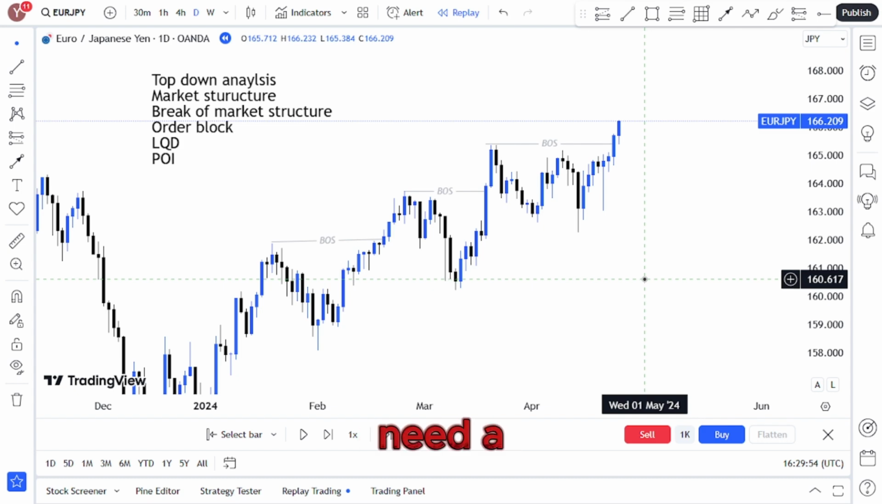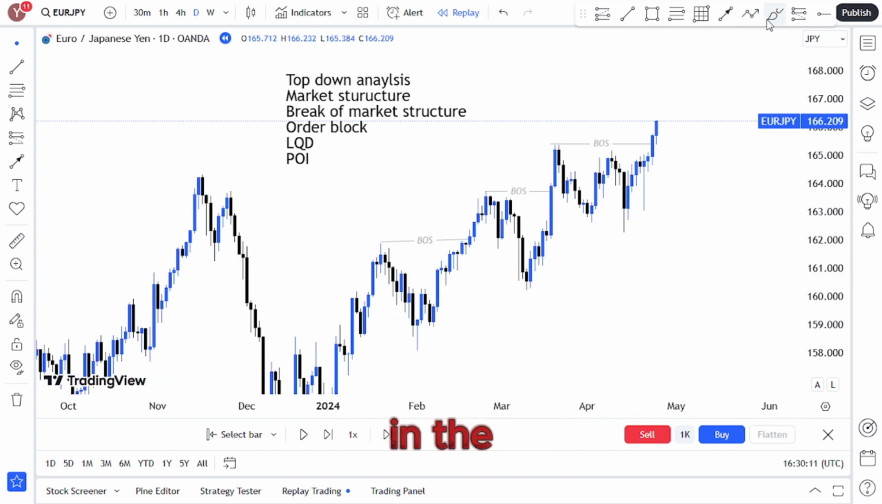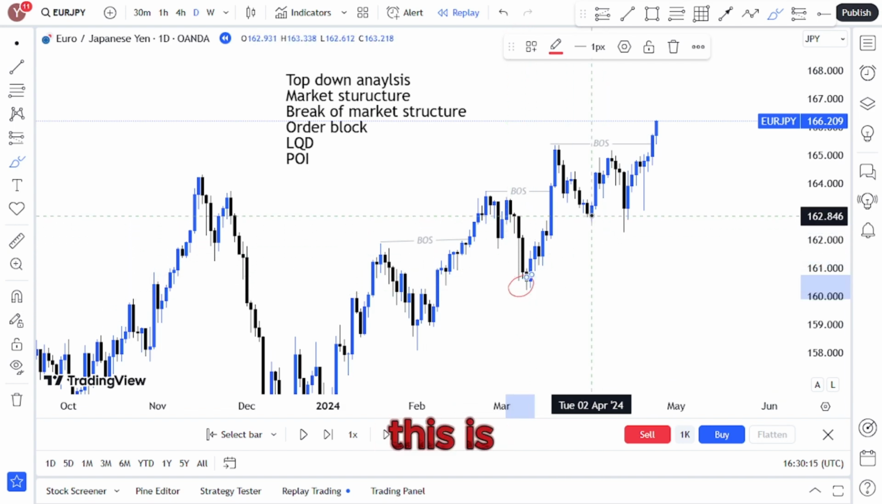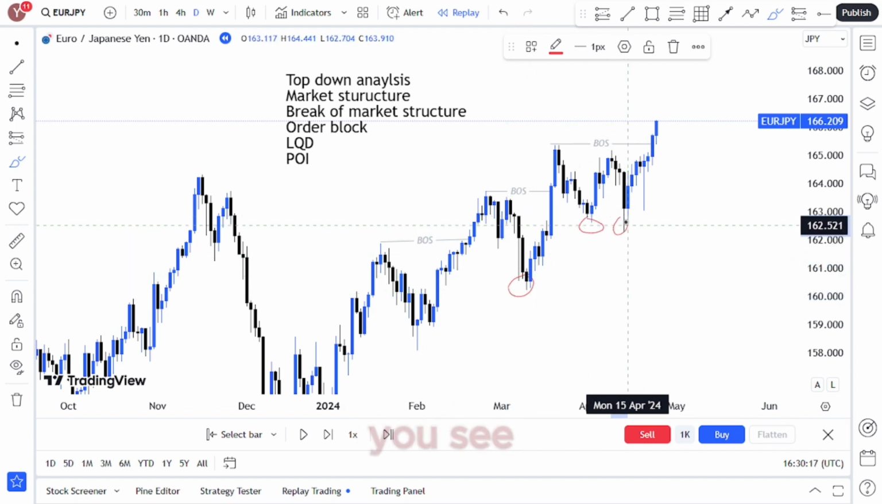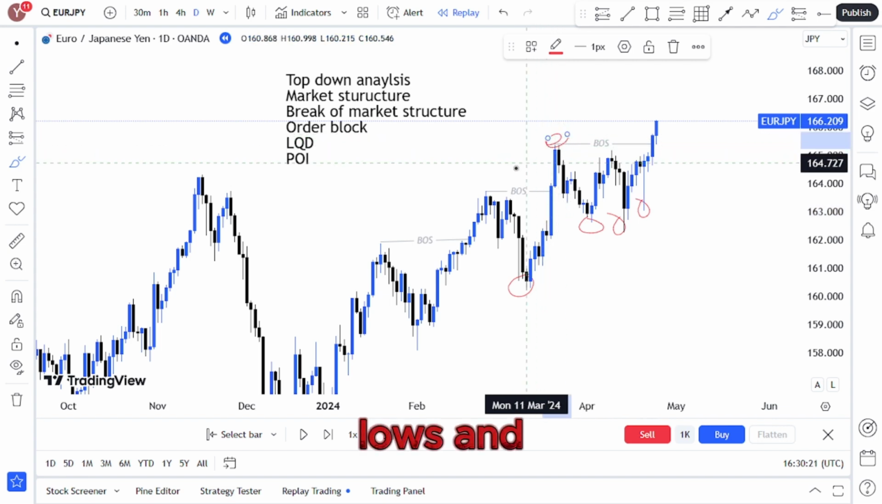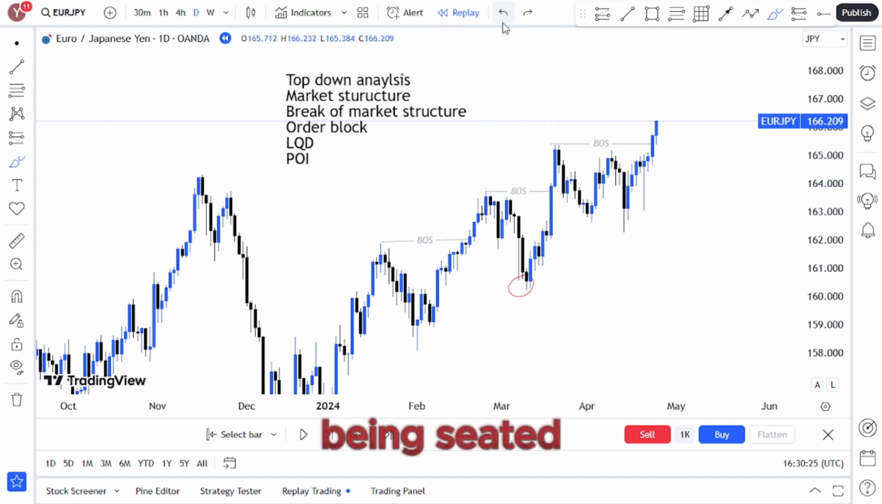A vehicle needs fuel for it to move extremely fast. The market needs liquidity for it to move extremely fast. You're able to see liquidity at each high or low in the market. So now this is a low in the market. This is a low in the market. All these lows that you see right here, there is liquidity sitting here. All these lows and highs in the market, these are places that liquidity is being seated at.